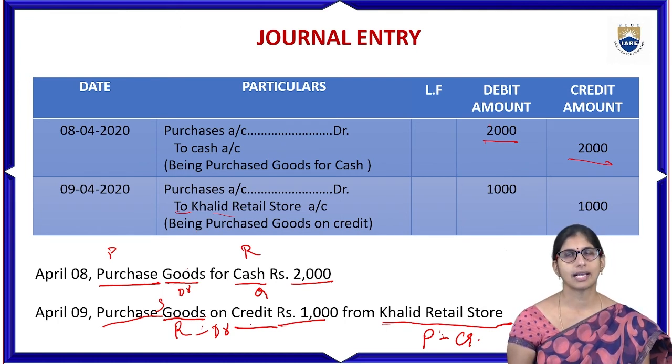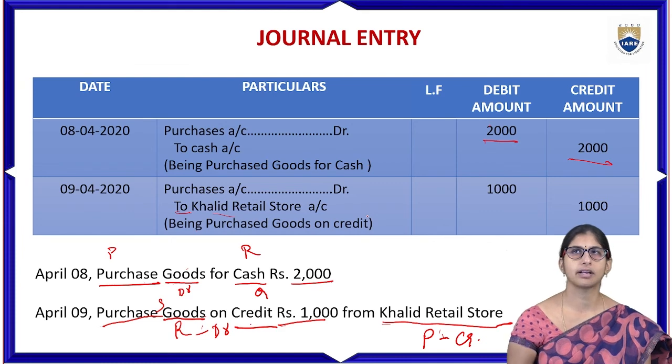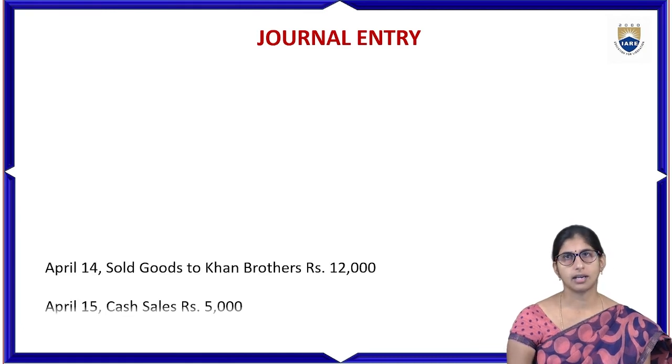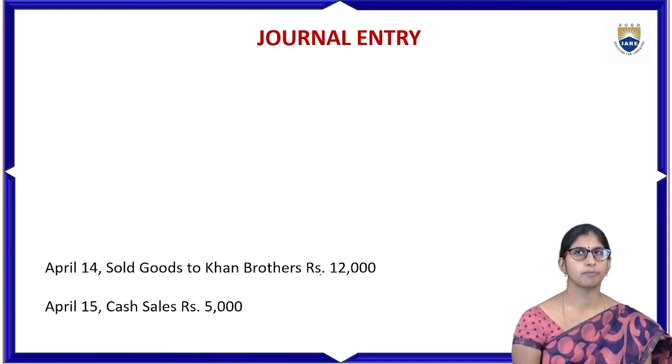So these are the two transactions which we have passed in the journal book. Now coming to the next two entries. Sold goods to Khan Brothers rupees 12,000. On April 14th, what has happened? Sold goods to Khan Brothers rupees 12,000. What are the important items here? Goods and Khan Brothers. Goods is a real account item. Khan Brothers is a personal account item.